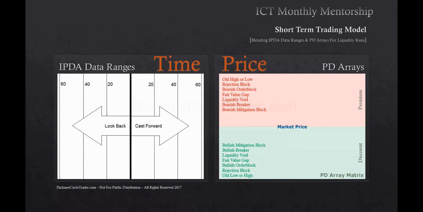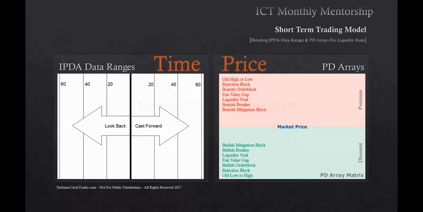From the market price and below, for a discount market, we would be looking for a bullish mitigation block, a bullish breaker, liquidity void, fair value gap, bullish order block, rejection block, old low or old high. Moving from the market price up in the order that's listed in the premium data arrays, that's the order in which the algorithm will seek those respective price reference points. They're not in any different order. This is the order, or the hierarchy, in the way that they're set up.